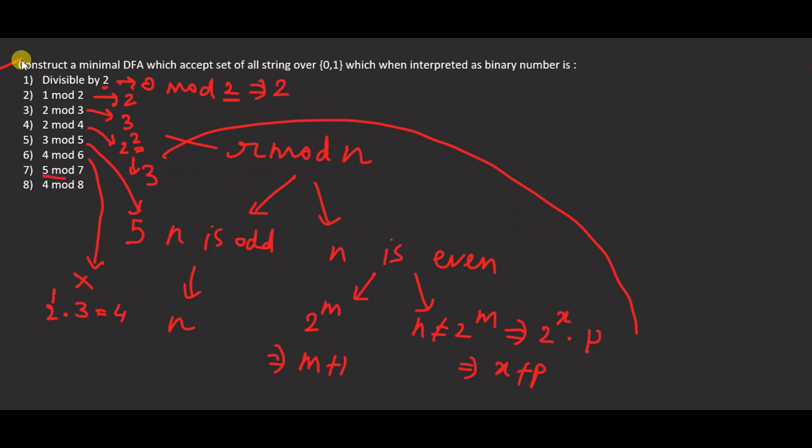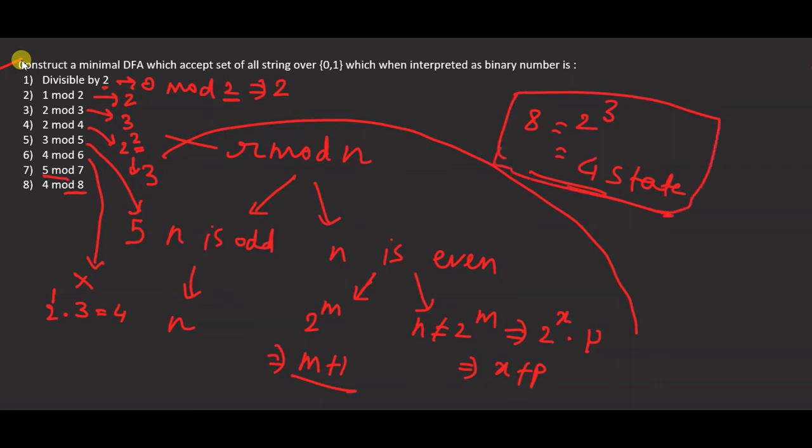For 5 mod 7, since n is 7, it is an odd number. So for an odd number, what is the number of states? It would be 7. Now coming to this one, here n is equal to 8. It can be represented as 2 to the power 3, in this form. So what would be the number of states? m plus 1, so here 4 states would be required. By using this shortcut, you can solve all these questions within 3 to 5 seconds.